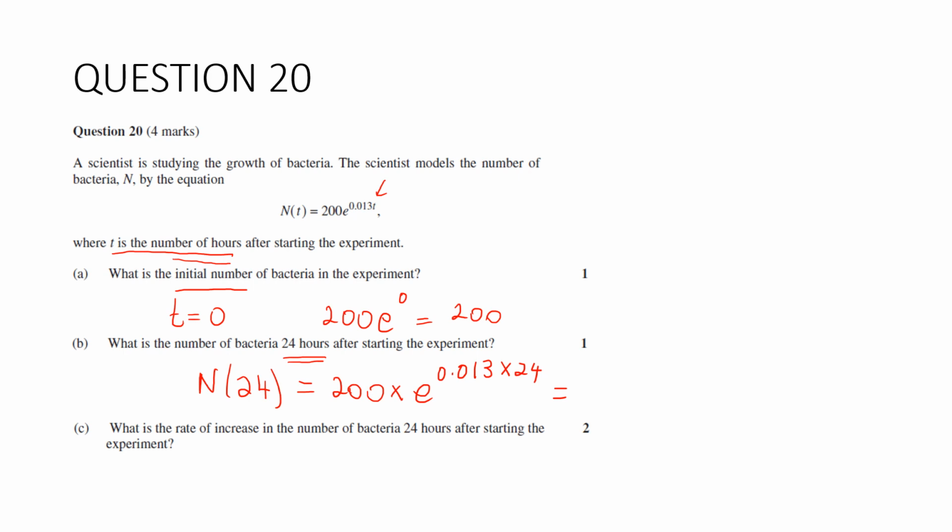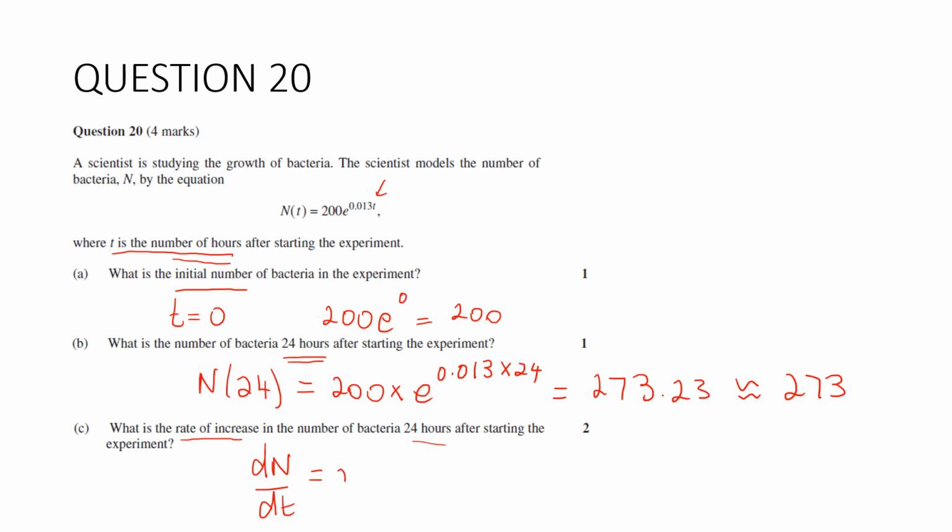The number of bacteria, it doesn't say how many decimal places or anything to give. It's 273.23, approximately 273 bacteria. And then part C, what is the rate of increase? So that's a derivative in the number of bacteria 24 hours after starting the experiment. So we want dN/dt.